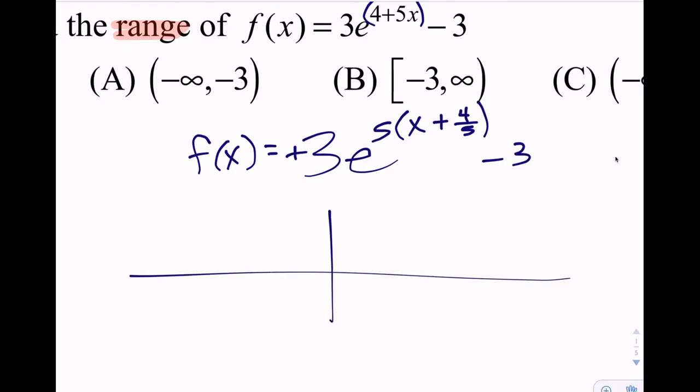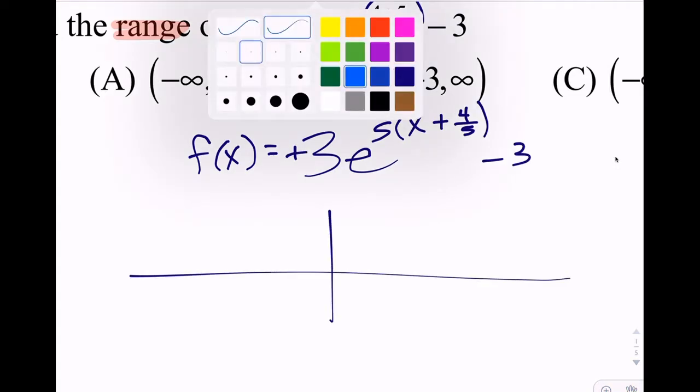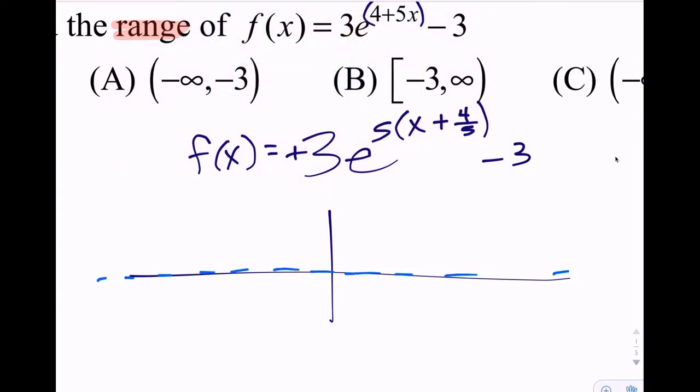Since we only have a positive 3 that takes your parent function, which I'll sketch in light blue here, it's going to vertically stretch it by a factor of 3, and that's it. Then the 5 is going to horizontally compress it by a factor of 5, yeah? So this is still our final shape of the graph, kind of important.